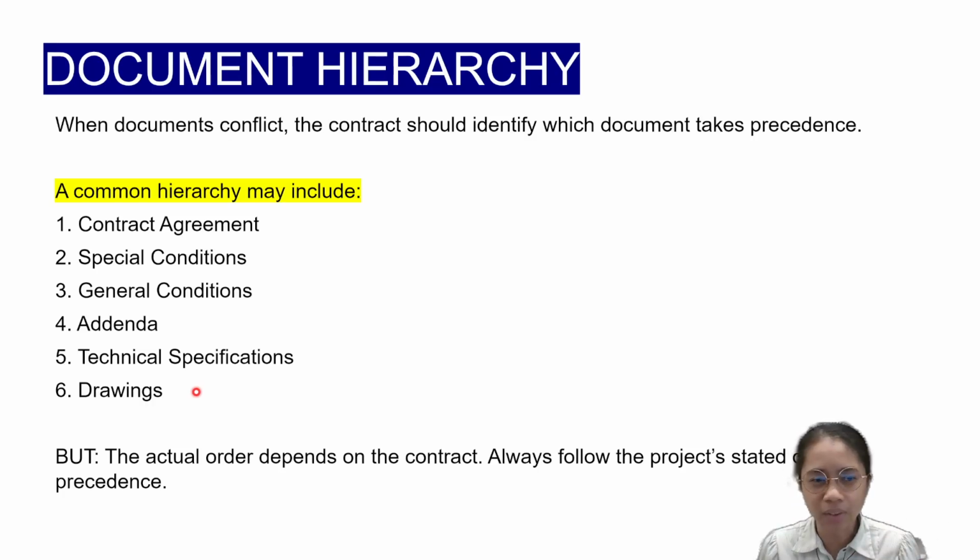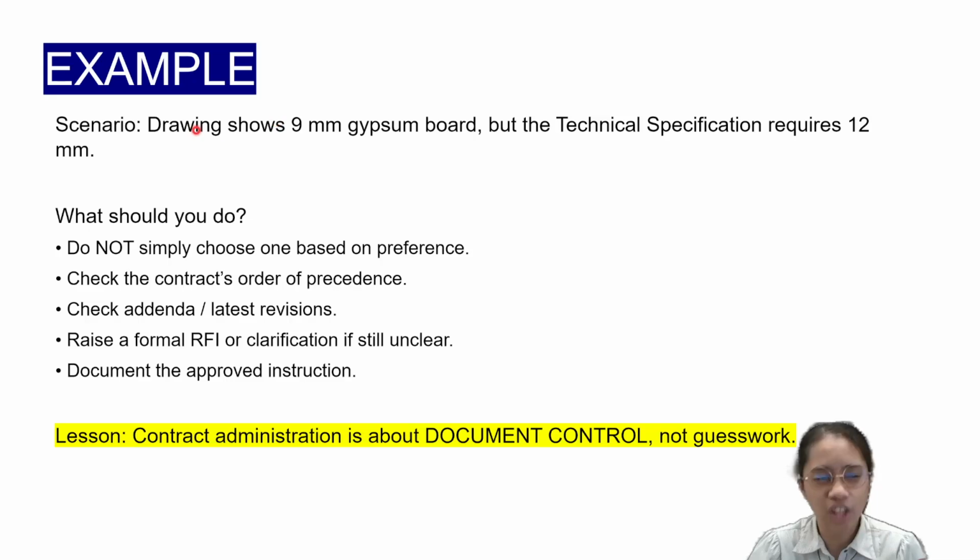So with that, let's have an example. Scenario: the drawing shows 9 mm gypsum board, but the technical specification requires 12 millimeters. Based on the document hierarchy discussion a while ago, what should govern? Do not simply choose one based on preference. We should not assume, as mentioned a while ago. We check the contract's order of precedence or the document hierarchy.